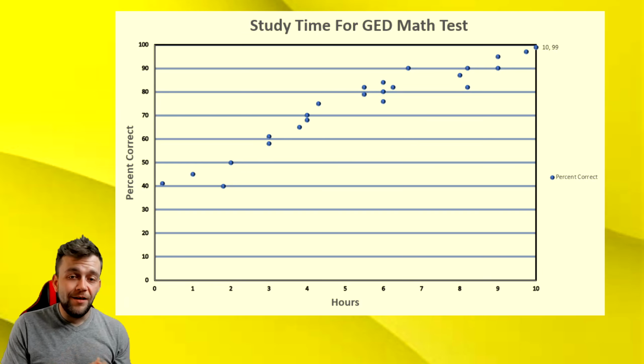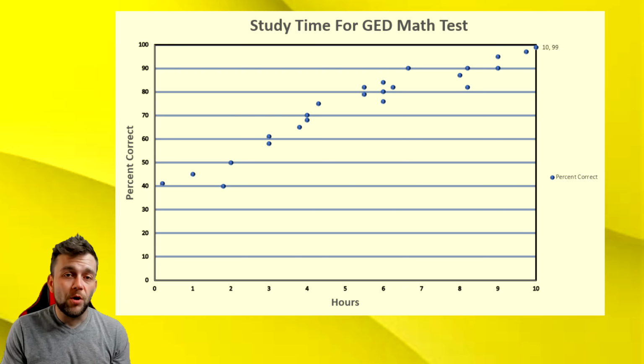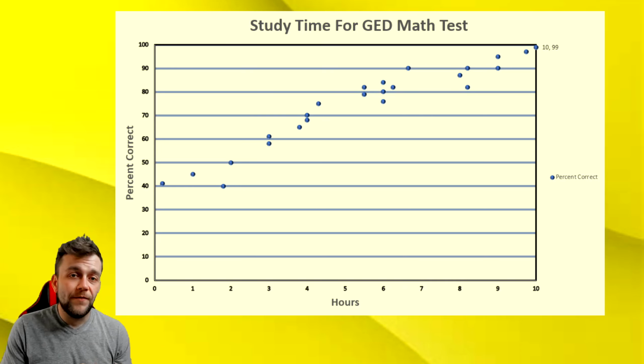And as you can tell, there is what is called a correlation. So a correlation is the definition of a relationship between two different types of data. What this is showing is a positive correlation. It's moving up from left to right.